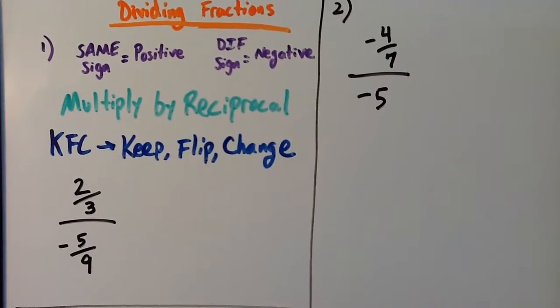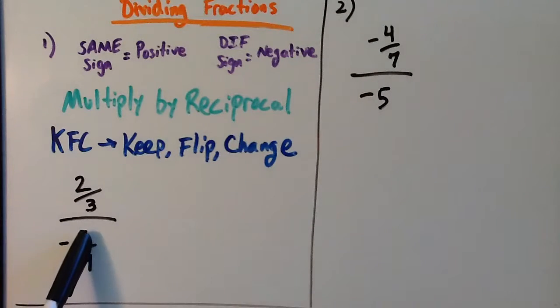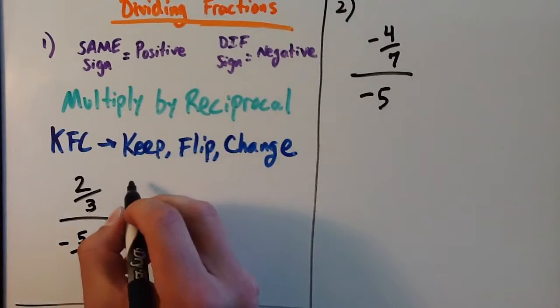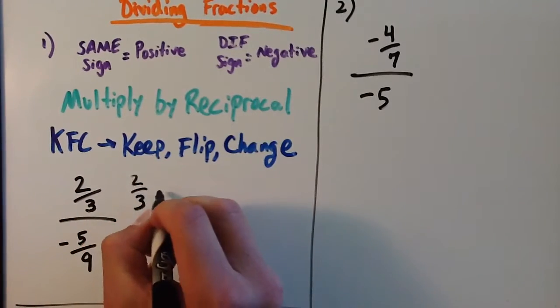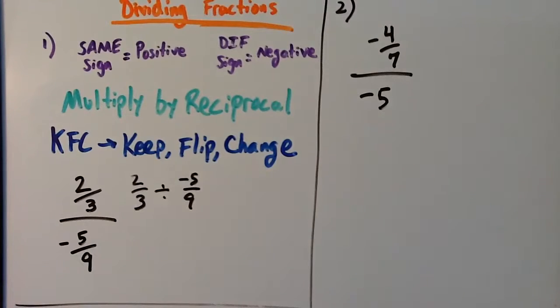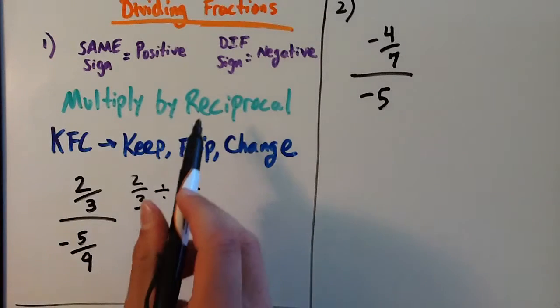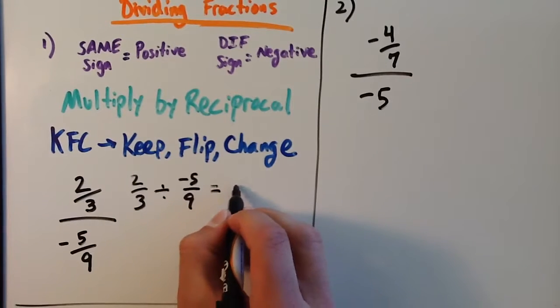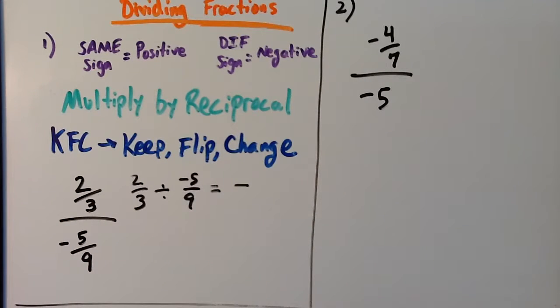Look at example 1. Example 1, we have 2/3 divided by -5/9. Remember, we can read this horizontal fraction bar as divided by. And so I have the top number, 2/3, divided by -5/9. By looking at this problem, I see that I am operating with different signs, right? And so different signs, I know my answer, or here my quotient, is going to be negative.